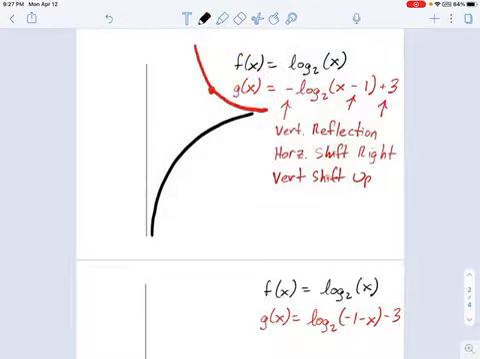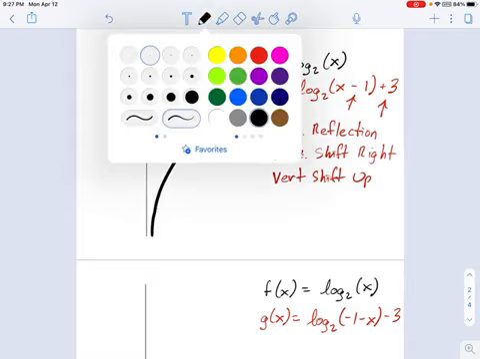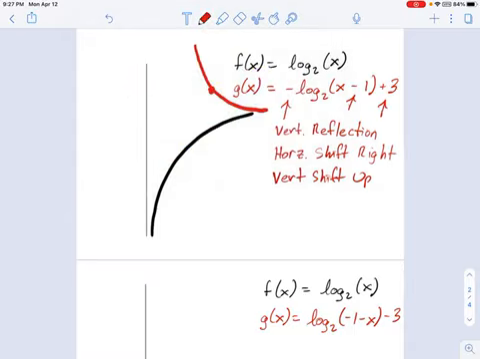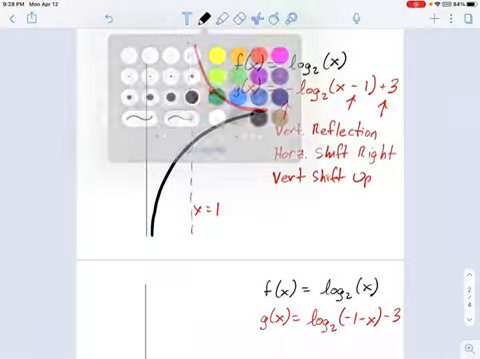Let's see. Remember what the important part is when you're graphing logarithms. Just get that asymptote right. Okay, so this asymptote is x equals, well, it was meant to be x equals 1. I know it doesn't look like that, just bear with me. So the asymptote is going to be at x equals 1.